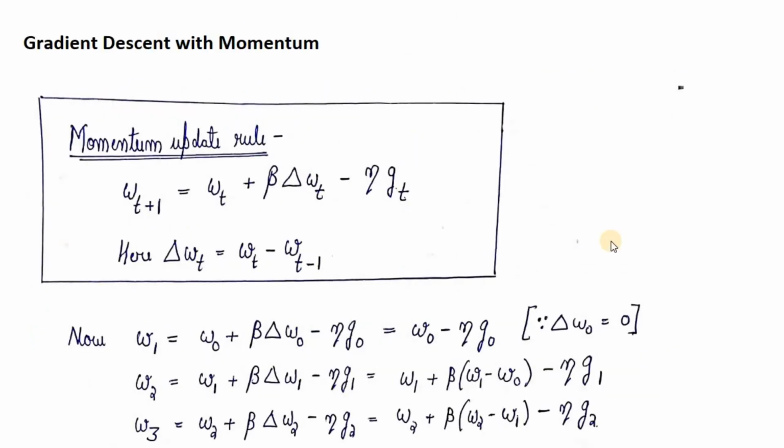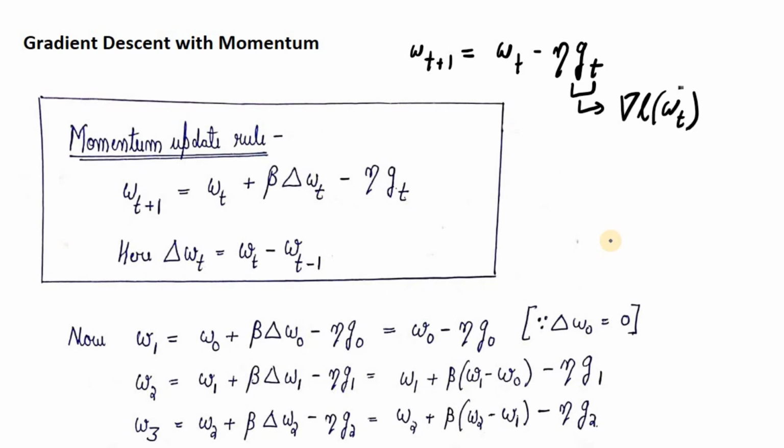Here we will discuss another variant of gradient descent but with a momentum update. So this is how it goes. The traditional gradient descent, if I have to write it, works like this: W_{t+1} = W_t minus eta times G_t, and this G_t is the gradient of the loss function at W_t.